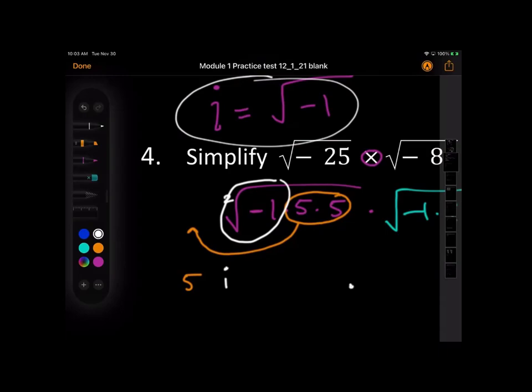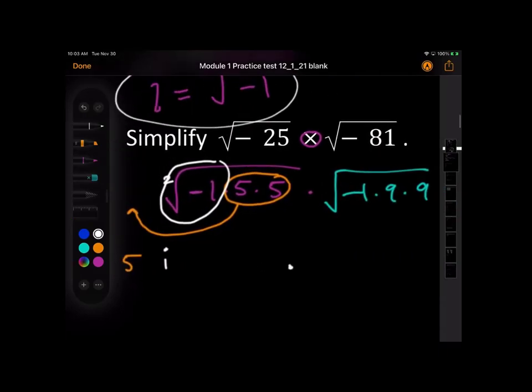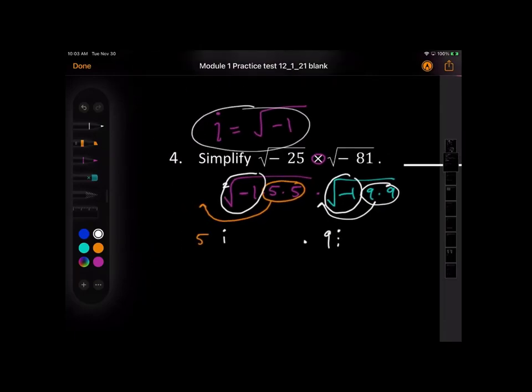Let's go over here to the right side and do the same thing. You have a pair that can come out. And then you have the square root of -1, which is I. So I have 5I times 9I. And this will become, you just multiply the constants. So you have 45. And I times I is I squared.